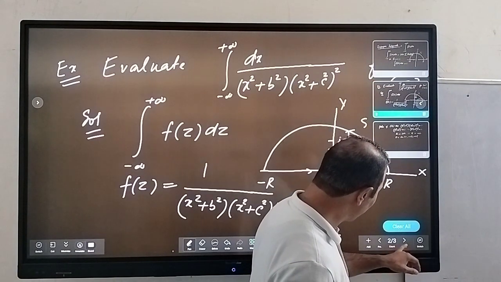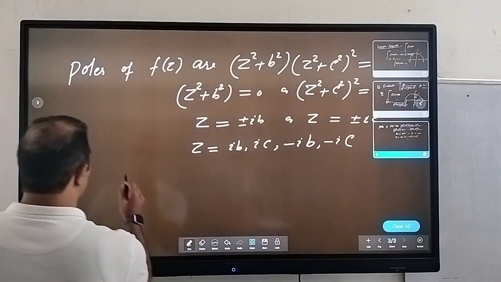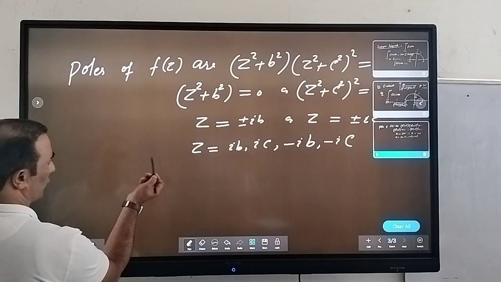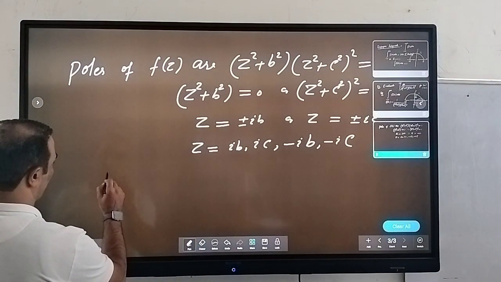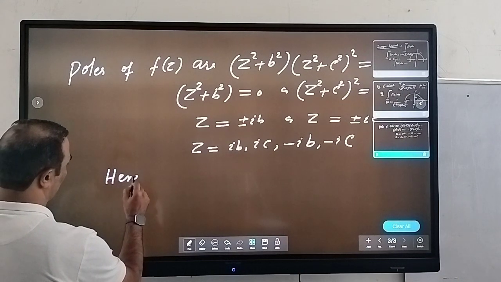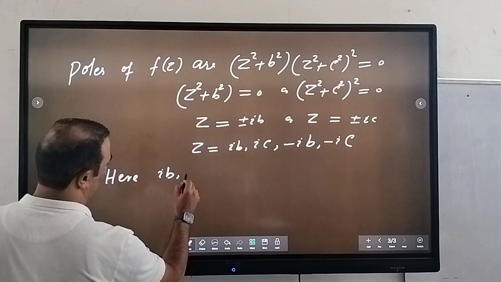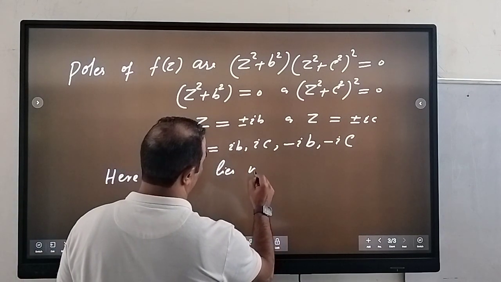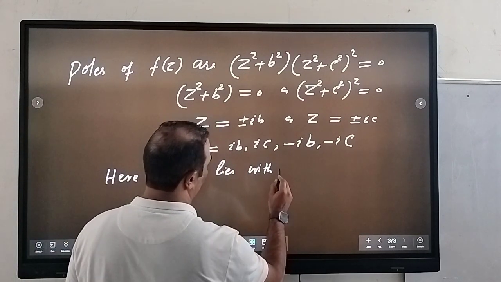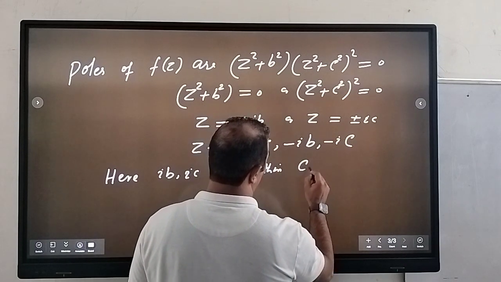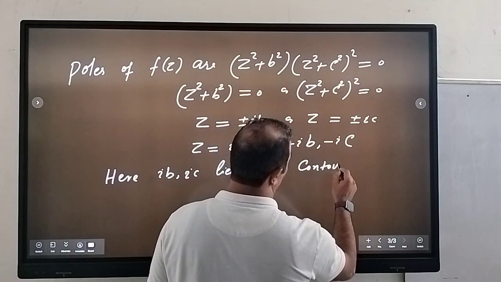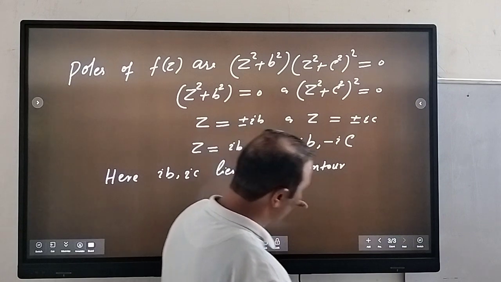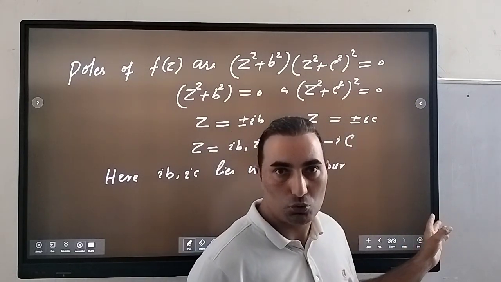So first of all, let us now calculate the residue at iota b and iota c, which lie within the contour, right? So that means we can calculate the residue at these 2 points, right?